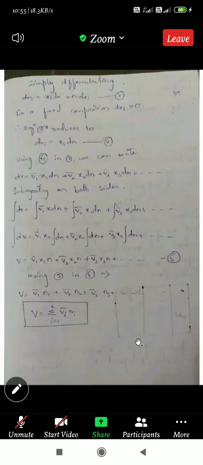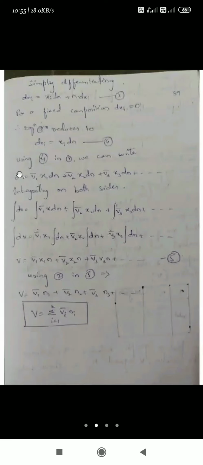Use this particular equation where, in place of dn1, dn2, dn3, and so on, I can write dn1 as x1 dn, dn2 as x2 dn, dn3 as x3 dn. Like this you can write and substitute that condition in equation 1 here. Now what do I get? I get this particular value: dV equals V1 bar x1 dn, V2 bar x2 dn, V3 bar x3 dn, and so on.